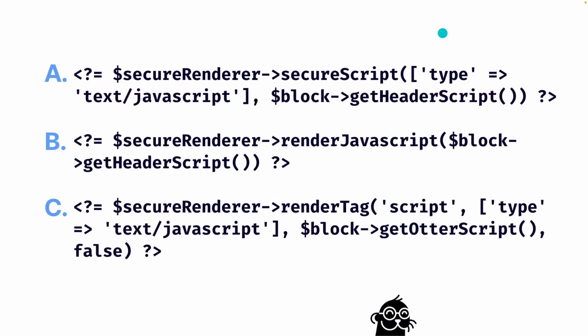Let's check out these answers. A, it's a bunch of code here. Okay, all right, we can sort through this. This is not a problem. Let's take a look here. So our first one is secureRenderer, secureScript, block getHeaderScript, or secureRenderer. I see secureRenderer is the same in each one of these. So we don't have to worry about that. Looks like we are having to worry about the method name. SecureScript, render JavaScript, and render tag.